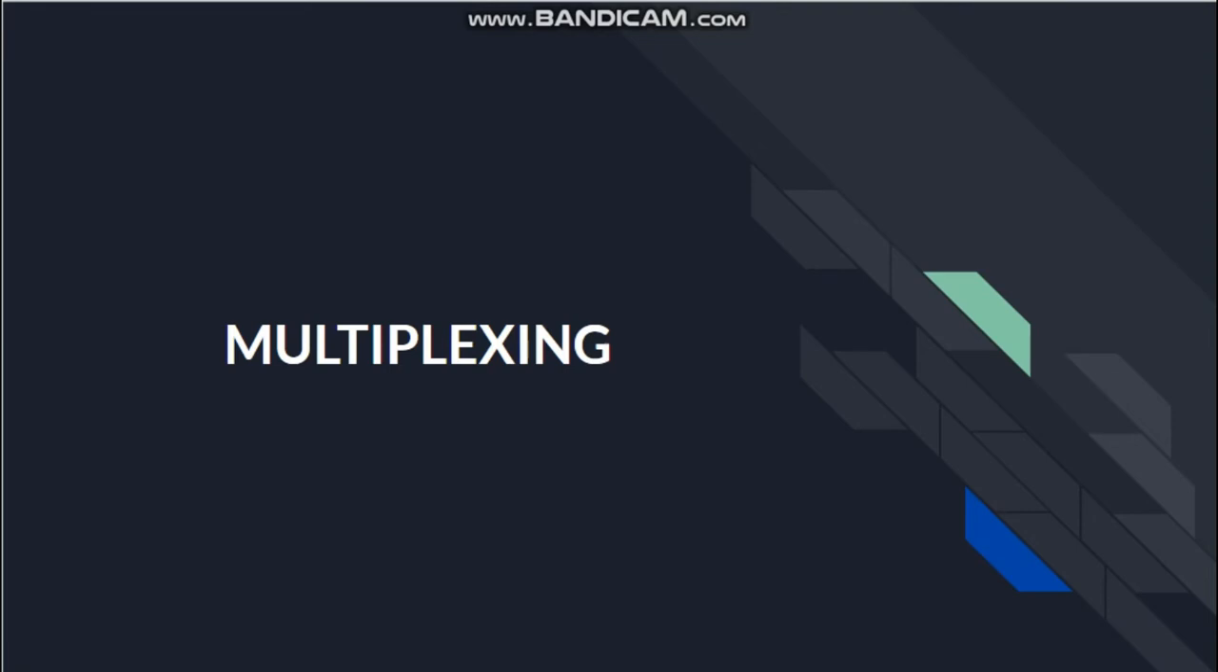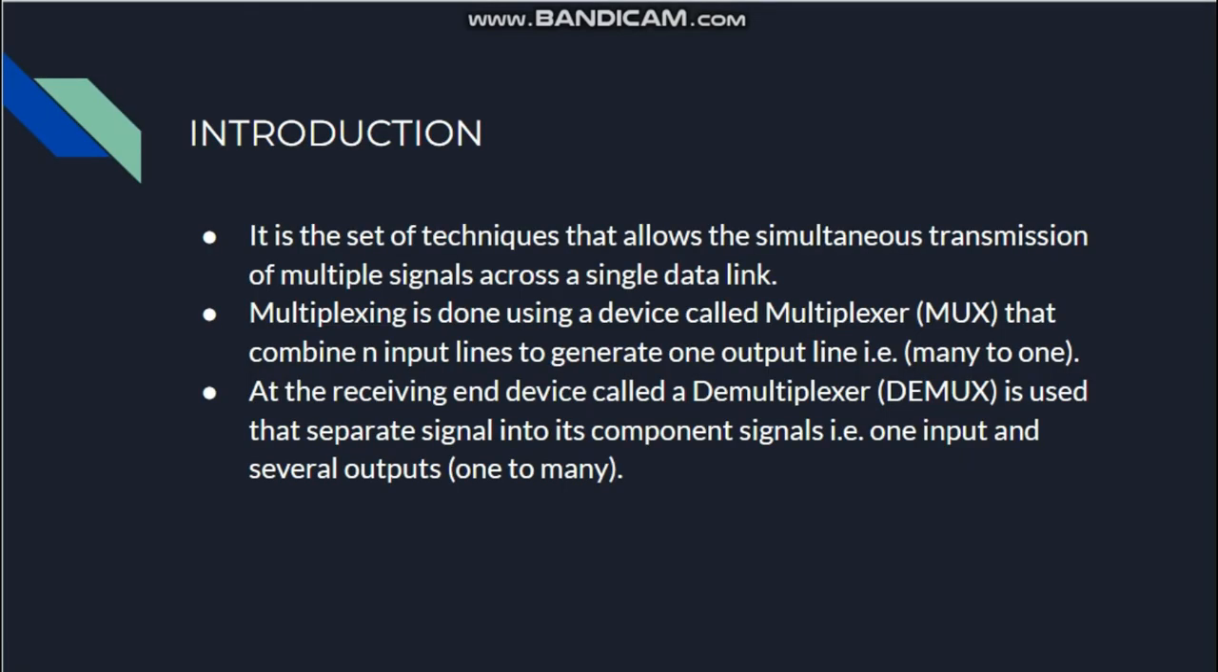Next is multiplexing. Multiplexing is a set of techniques that allow the simultaneous transmission of multiple signals across a single data link. Multiplexing is done using a device called a multiplexer, or mux, that combines input lines to generate one output line, for example, many to one.